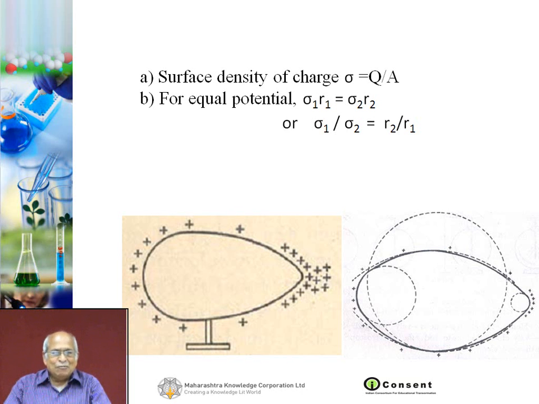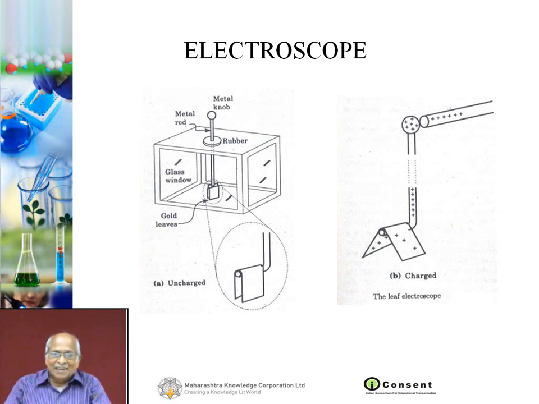Now if we imagine a conductor having a needle-like point, at the needle-like point the radius is almost zero. Radius is very small, nearly zero, so 1 upon r will be infinitely large. So if a conductor has a pointed end, the surface density of charge will be very, very large, extremely large. So in this way, the distribution of charge is not uniform. We'll come to this again after a few minutes.